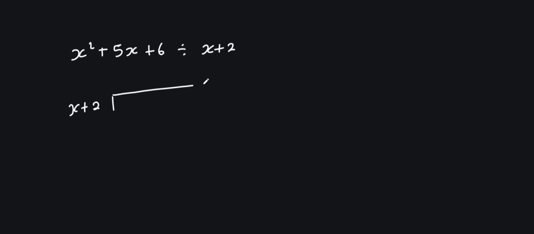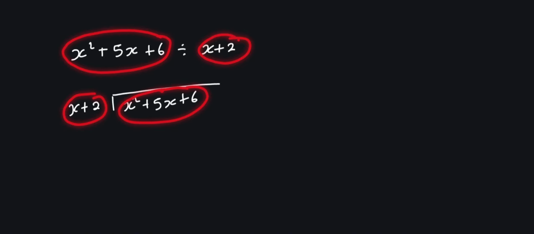So if we had a question, x squared plus 5x plus 6 divided by x plus 2. The first thing we want to do here is put it in the long division form. So x plus 2, x squared plus 5x plus 6. So here, this is always on the outside and that is always inside.